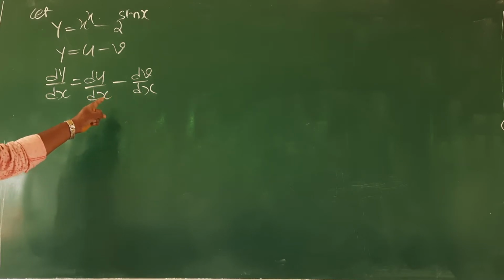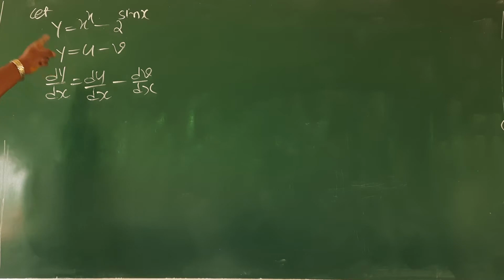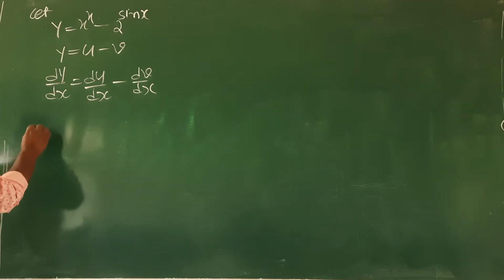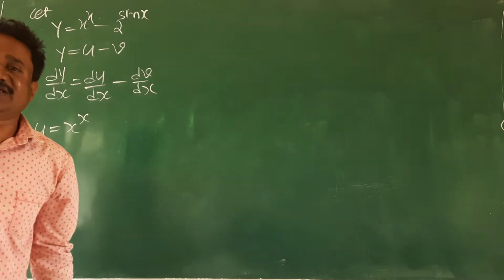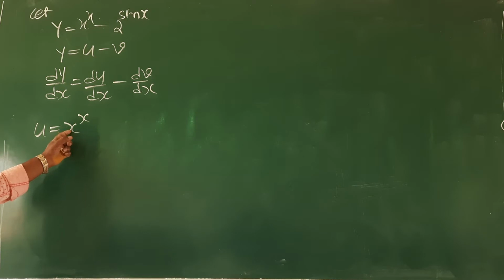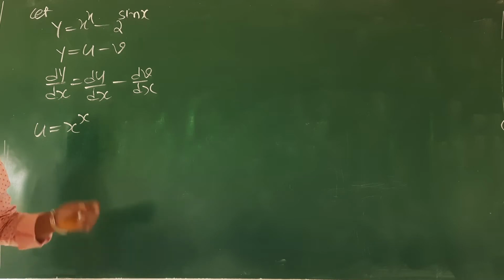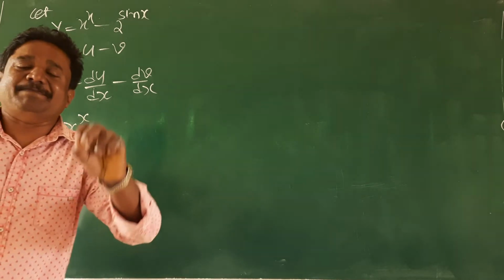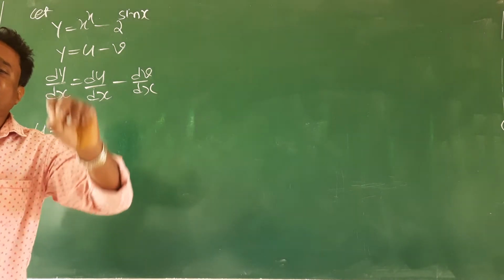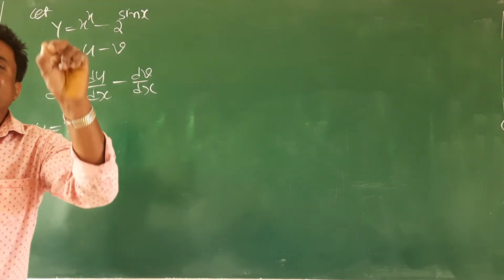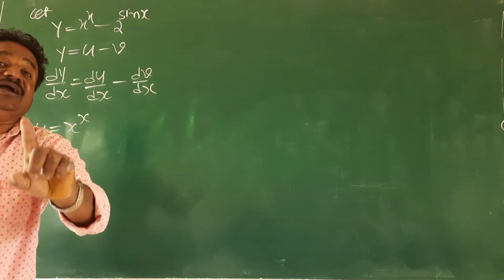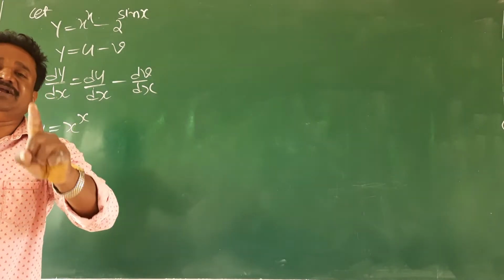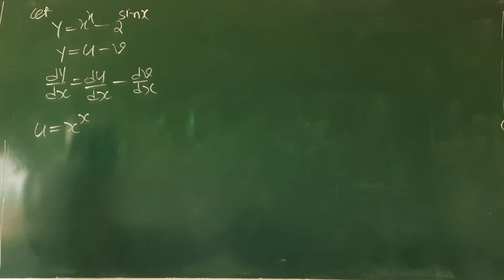Now let us think of how to find du by dx. You take that u. What is u? u is x power x. Observe, students: function power function, taking log is a must. If both base and power are functions, to differentiate such functions you need log. Without taking log, you cannot differentiate such functions. Keep that in mind, students. I go for taking log on both sides.